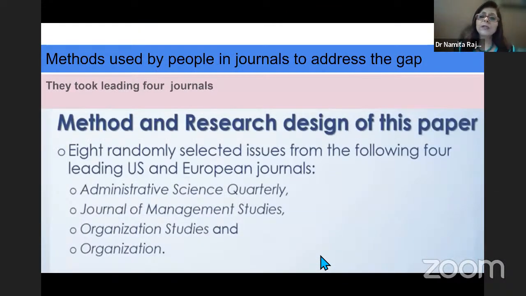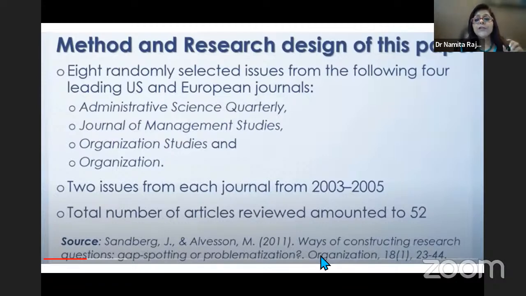The method used in this paper was that they took 4 leading journals into account. The research design was 8 randomly selected issues from these 4 leading US and European journals. The journals are Administrative Science Quarterly, Journal of Management Studies, Organization Studies, and Organization. Basically, they reviewed 52 papers from the period 2003 to 2005.